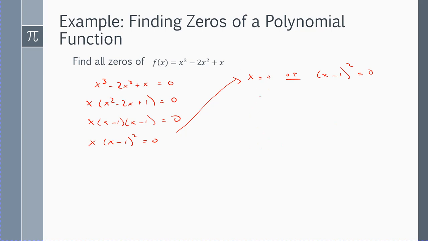Well, here 0 is just x is equal to 0, and obviously here when you square root, you just get x minus 1 is equal to 0, x is equal to 1. So this function has two zeros at x is equal to 0 and x is equal to 1.